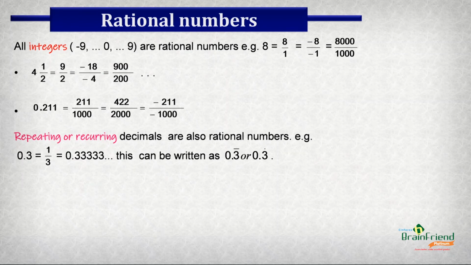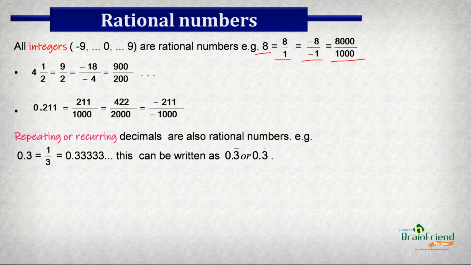First, we must note that all integers are rational numbers. The reason is because integers can be expressed as ratios of two numbers. For example, we have the number 8. 8 can be written as 8/1. It can also be written as -8/-1. It can as well be written as 8,000/1000.